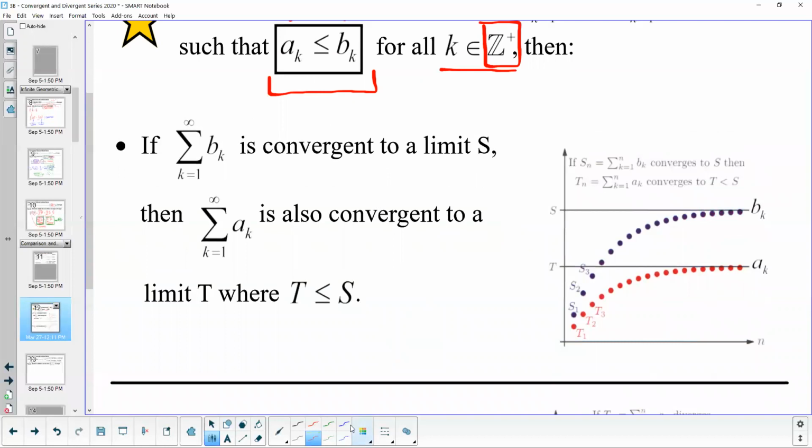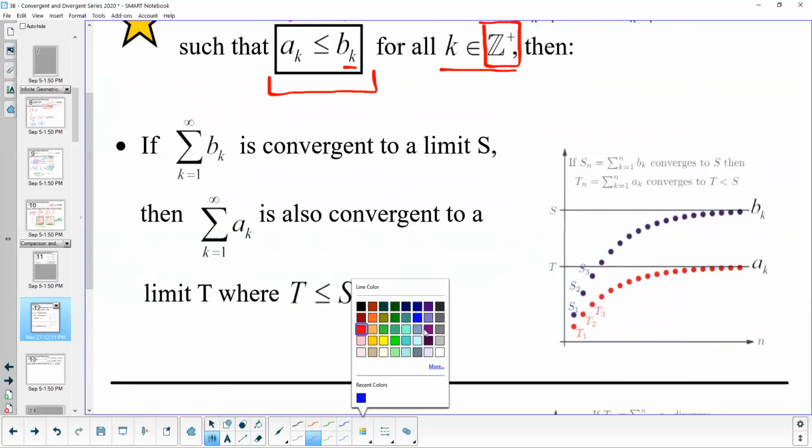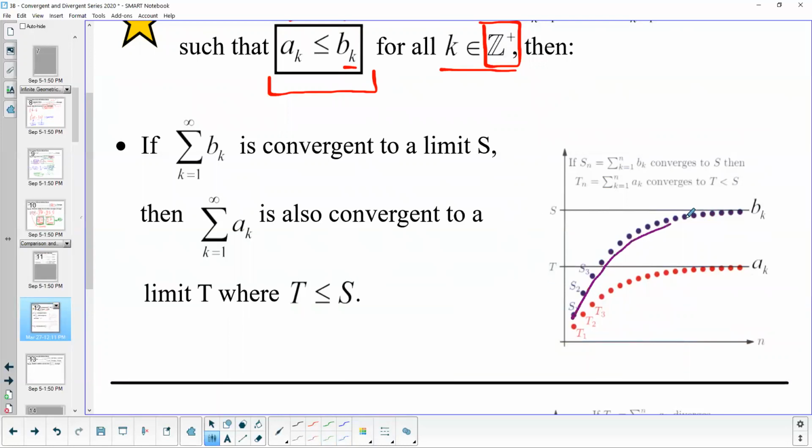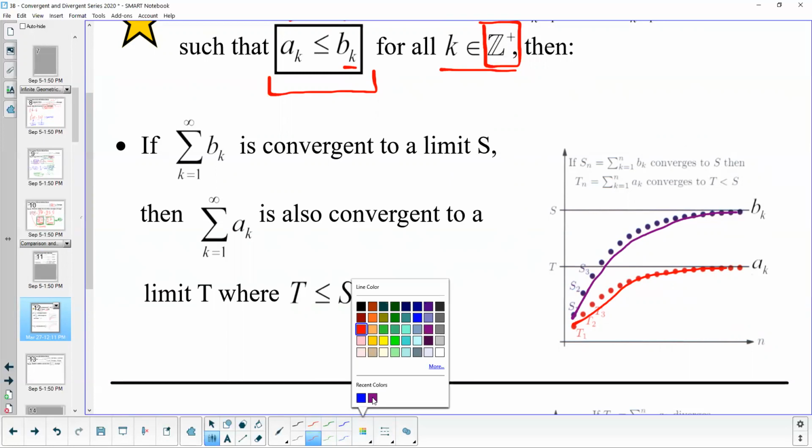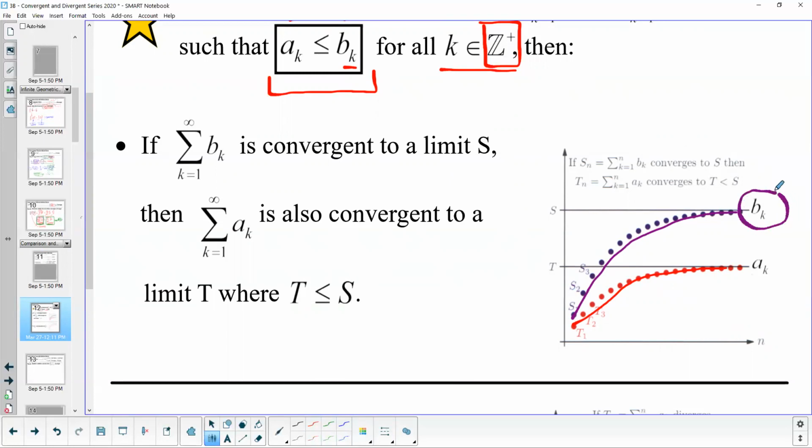And so the two ways we're going to look at this, the first is we have b sub k on top because it's larger. And so if b sub k is this, and a sub k is this, it says if you can show that b sub k approaches some value, so we basically say that if that series converges, then a sub k must also converge.